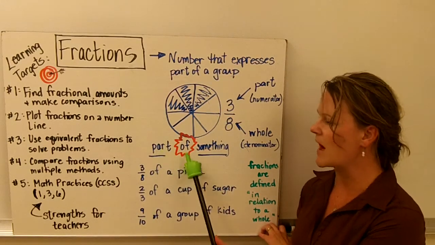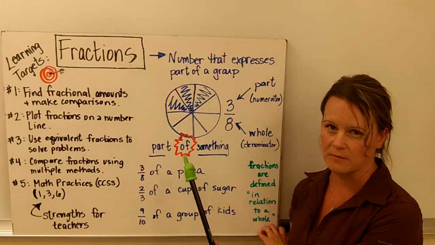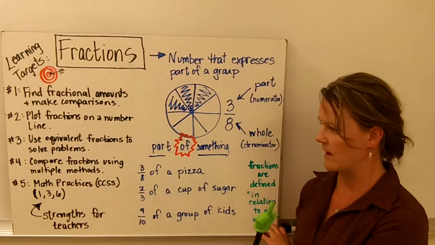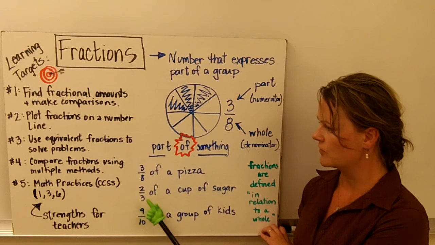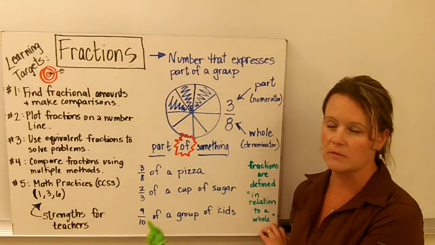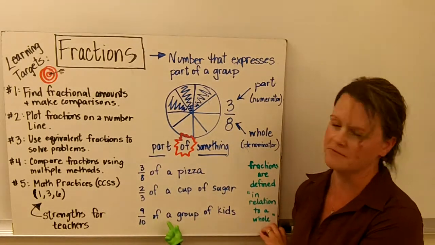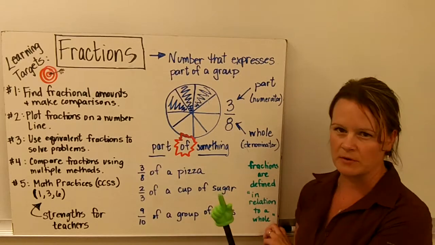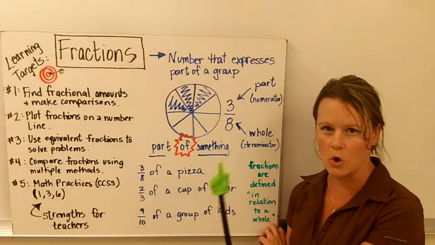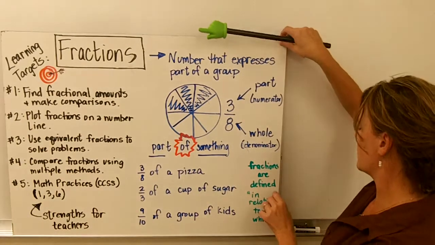So remember, it's part of something. And I accentuated the word of here because that's going to be something that we're going to focus on. So 3/8 of a pizza, part of a whole. 2/3 of a cup of sugar, part of a whole. 9/10 of a group, so it can also include something large, a quantity like a group. So just remember about fractions that they are always defined in relation to a whole. Fractions are always in association with a whole. So keep that in mind and you'll be good to go.